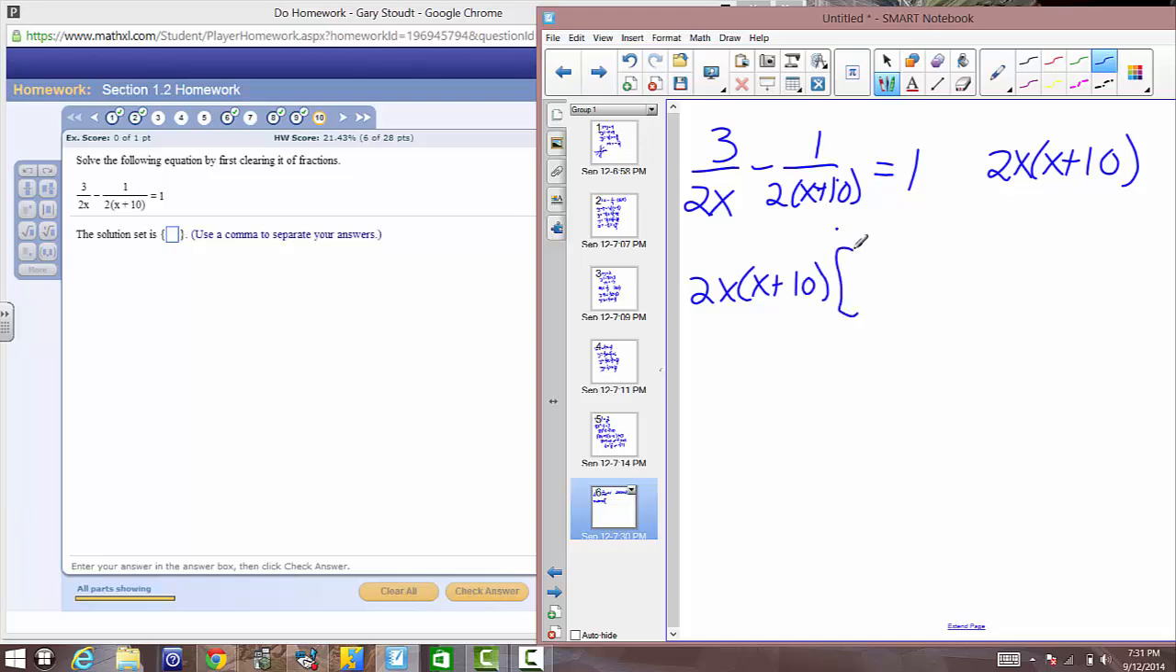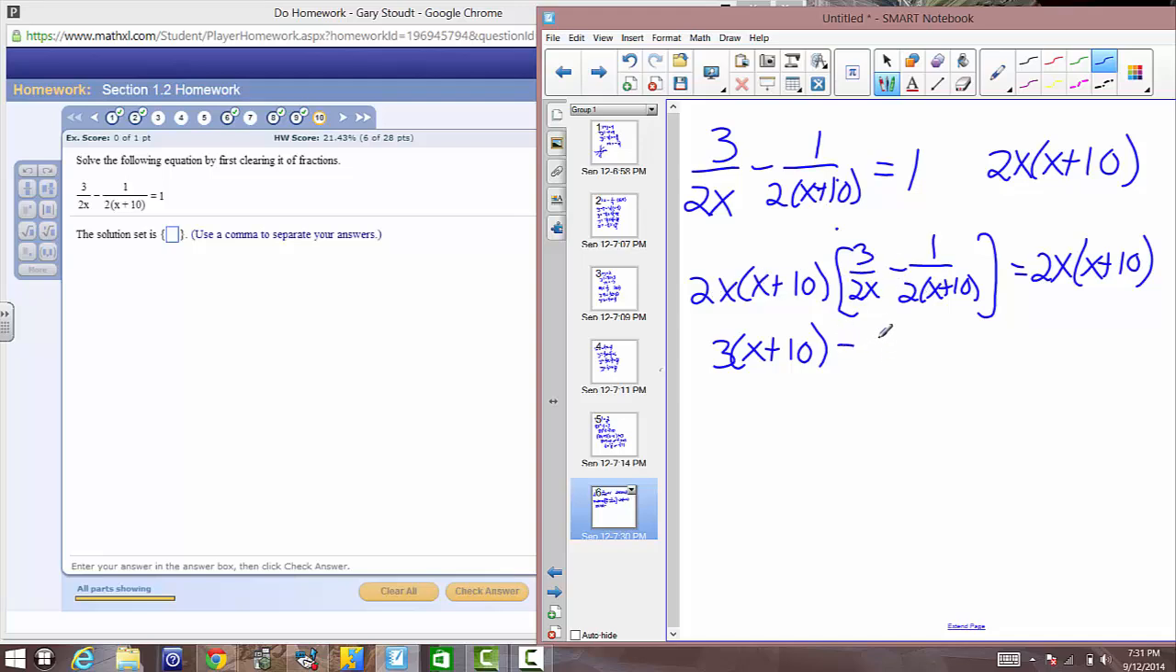So on the left here, let's write this down. And on the right hand side, that's easier to multiply. Okay, so let's multiply. So 2x times the quantity x plus 10. Notice that the 2x's will cancel, so we're left with 3 times the quantity x plus 10. And for the next expression, the 2 and the x plus 10 will cancel, so we are left with simply minus x. And on the right, we have 2x squared plus 20x.